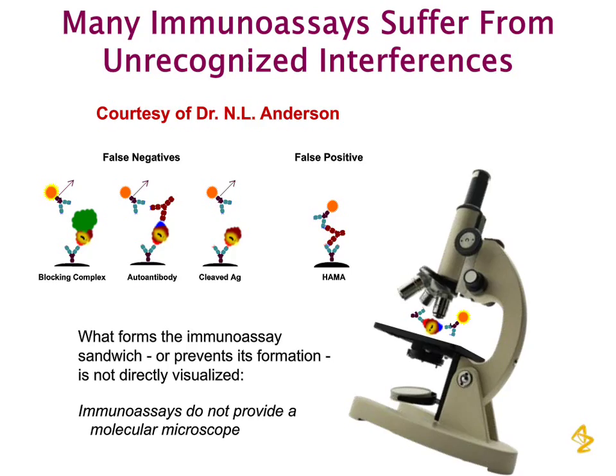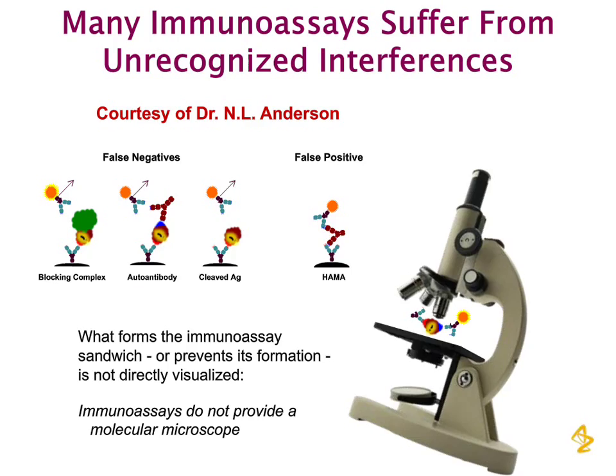The false negatives illustrated on the slide are all cases where the epitope on the antigen recognized by one of the antibodies is covered up. In the first example, by another protein forming a complex with the antigen, or in the second example, by an endogenous autoantibody to the antigen, or finally, as in the third example, where the epitope is missing because that part of the antigen protein has been cleaved off. In each of those cases, the sandwich does not form and no signal is generated.